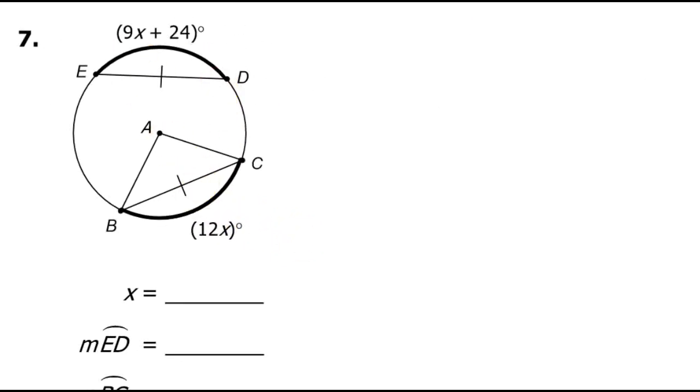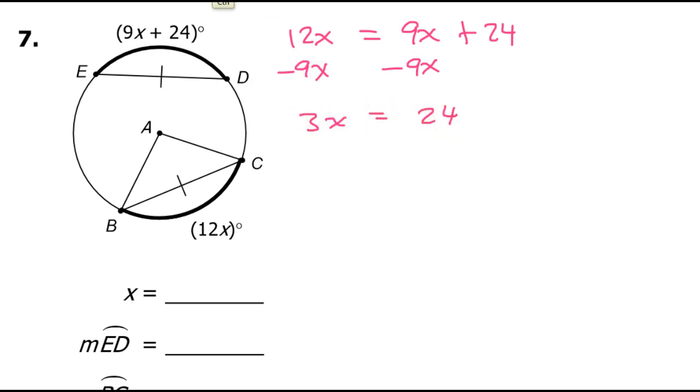So it's going to start off as more of the same. These arcs are going to be congruent. So that means that 12x is going to equal the 9x plus 24. Subtracting 9x from both sides, it's going to leave me with 3x is equal to 24. But then we would divide both sides by 3. And we have x is equal to 8. So far, so good.